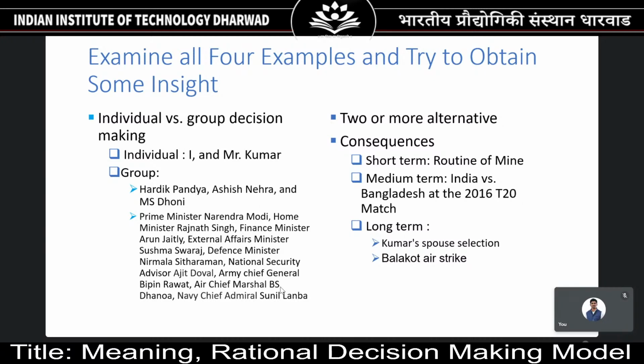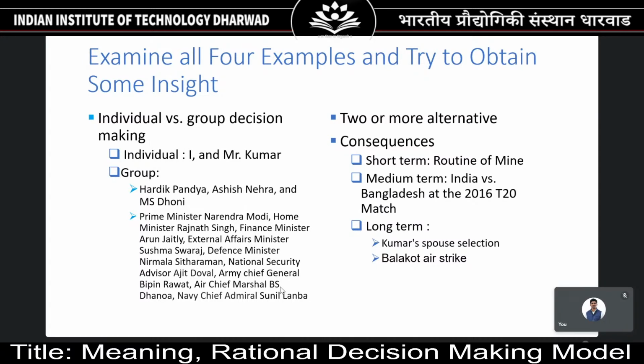Next, when do you need to decide? Only if you have two or more alternatives, two or more options. If you have only one option, then how can anybody decide? You have to do it. There is no need for any decision. But if you have two or more alternatives, you have to choose which action, which alternative is best suited to me, or Mr. Kumar, or even the group, the Indian cricket team, or India as a country, India as a state.